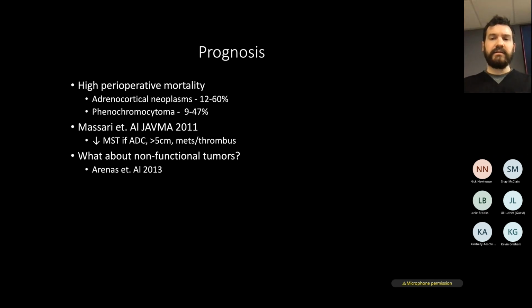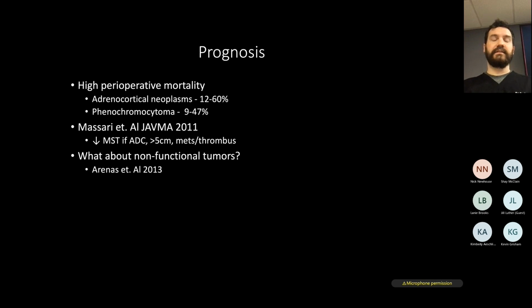In 2011, Massari did a retrospective case study of 52 dogs undergoing adrenalectomy for a primary tumor. They found that if it was adenocarcinoma, the tumor was greater than 5 centimeters in size, or there was a thrombus or metastatic lesions, you had a decreased survival time. Non-functional tumors tended to do a lot better.